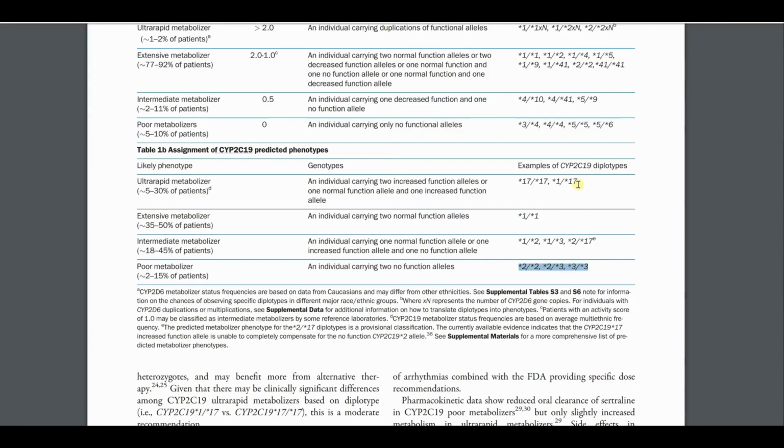And again, 2C19 is one of the 2 special CYP genotypes that have ultra-rapid metabolizers. And for 2C19, it's actually not a duplication, but an increased function allele, and that increased function allele is star 17. So if they at least carry 1 copy of star 17, they will have increased function of 2C19. So we're not talking about 2C19 in this case, but I just wanted to compare and contrast these 2 CYP genotypes.